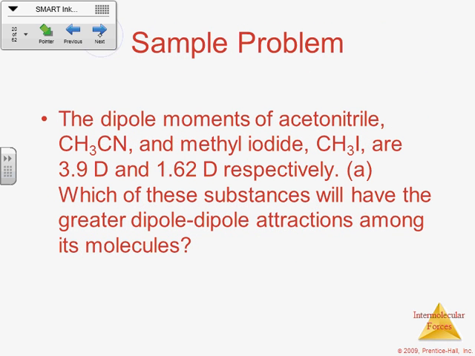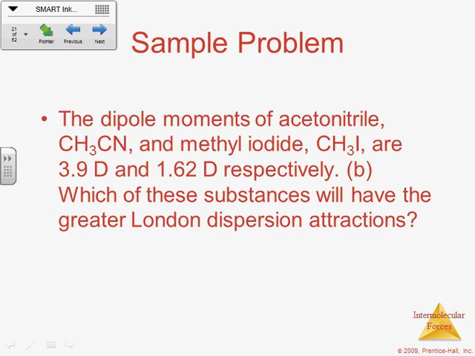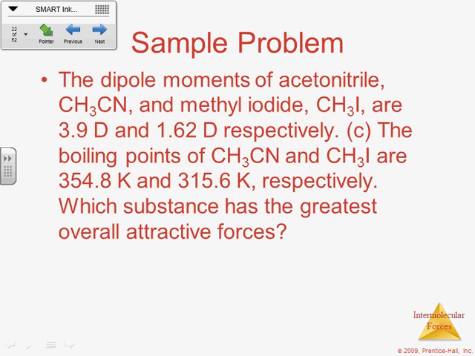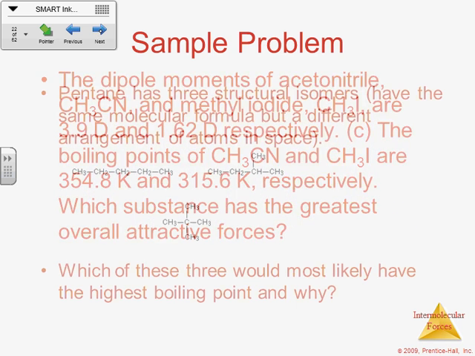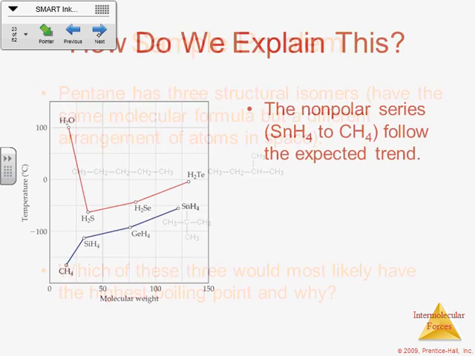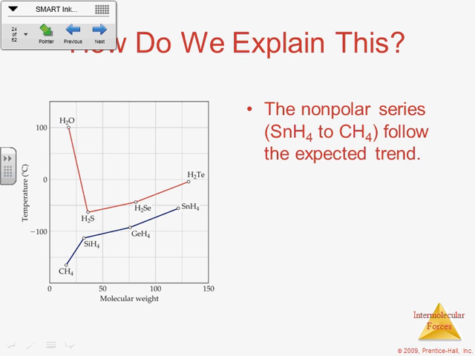Okay. Sample problem, we don't need to do that right now. Maybe I'll come back to it. But I want to make sure we get through all of this in the time that we have. I've got a lot here. Okay. So we've talked about dipole-dipole. We've talked about London dispersion. We've talked a little bit about ion-dipole. We don't spend a lot of time on that.